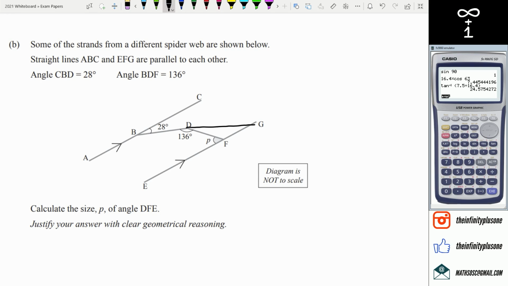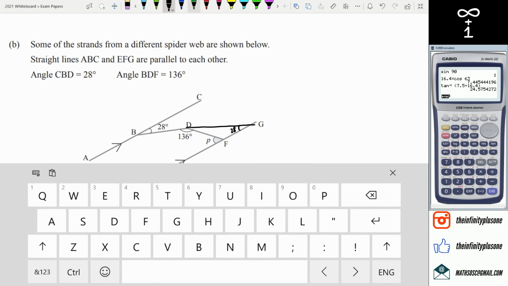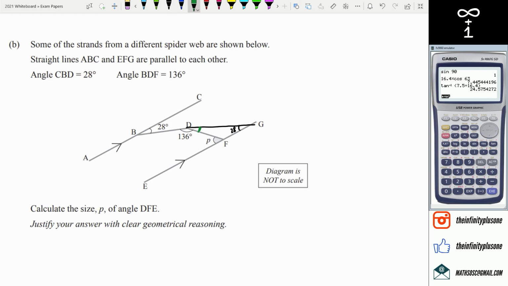So you can extend this and then put this as 28 degrees because it's alternate angles. And because that's 28 degrees, you could go 180 minus 136 to get this angle, because that's going to be a straight line right here. So 180 take away 136 is what, 50, no, 44. And then you can work out P is the sum of 44 plus 28, which is going to be 72 degrees, because the exterior angle is the sum of the two interior angles. So that's one way you could do it.